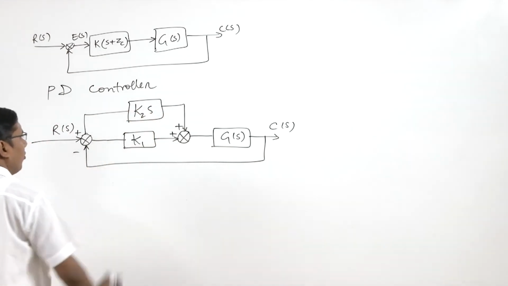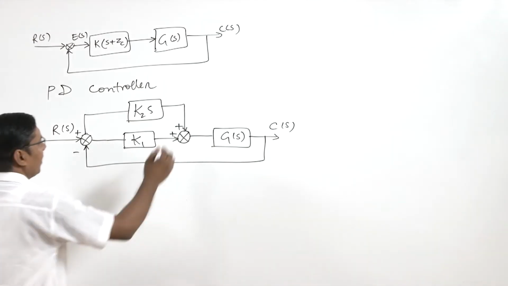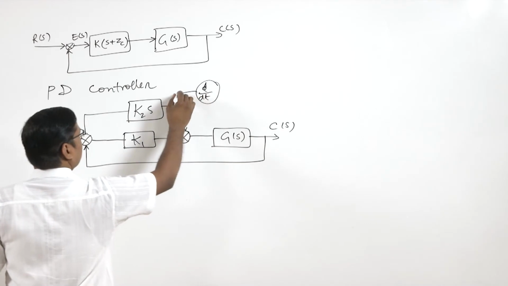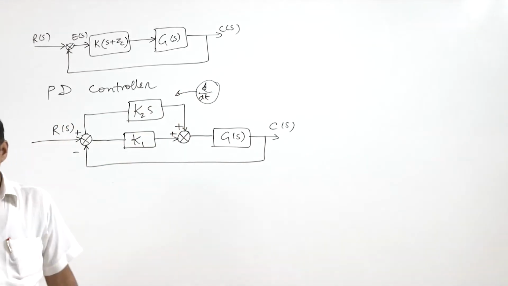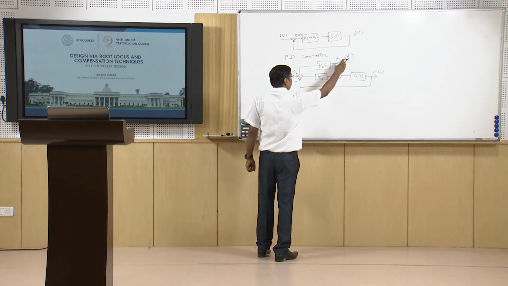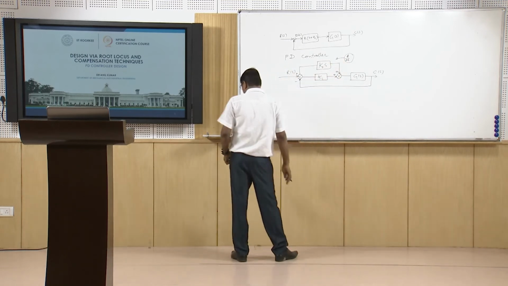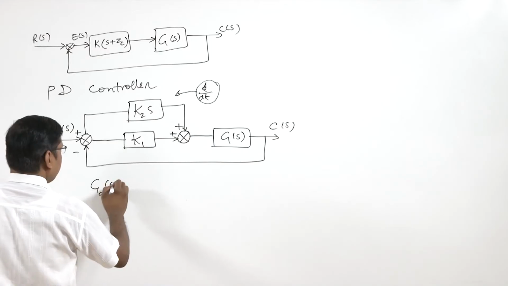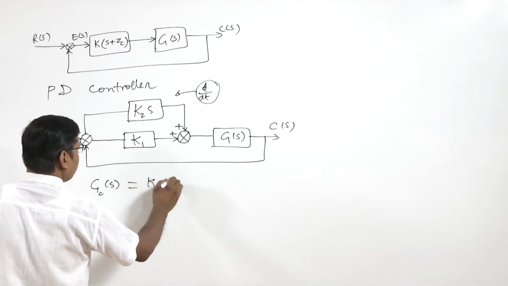So the Laplace transform of a derivative, d by dt of the function, is K2 s. In time domain it is the derivative d by dt, but in the s domain it is K2 s. So now if we want to find Gc(s), we have K1 plus K2 s.